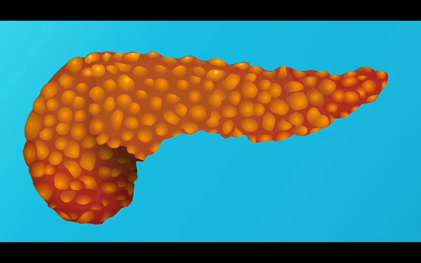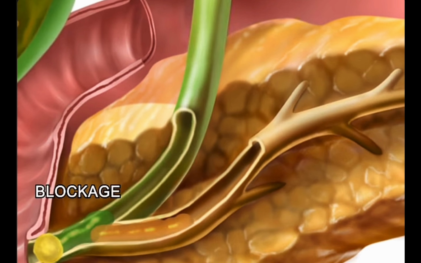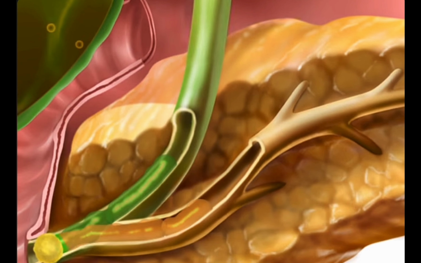Pancreatitis is the inflammation of the pancreas. This happens when digestive juices or enzymes attack the pancreas. There are two types of pancreatitis: acute and chronic pancreatitis.